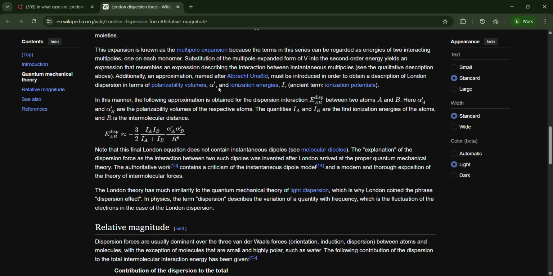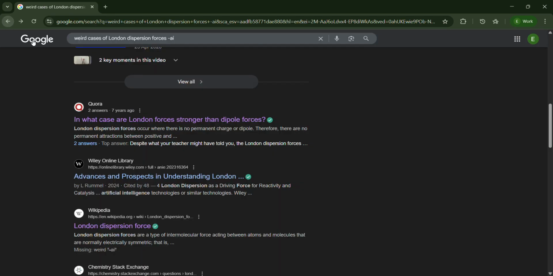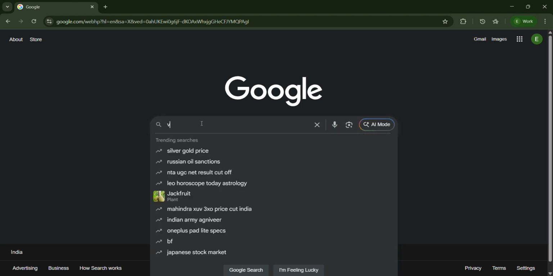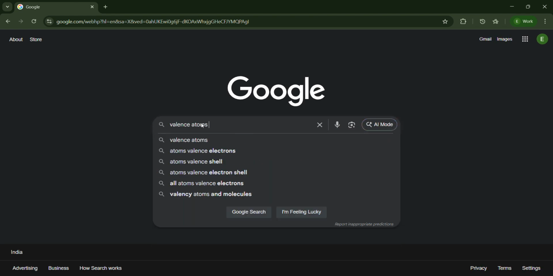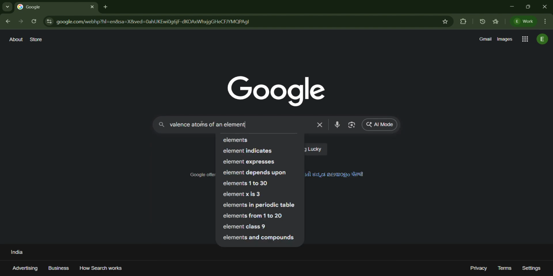So let's look at the valence of an element.